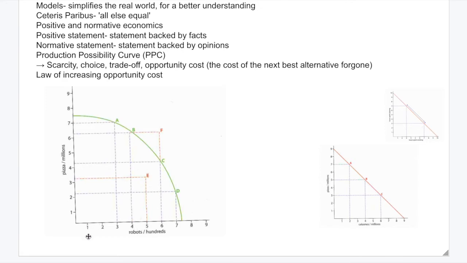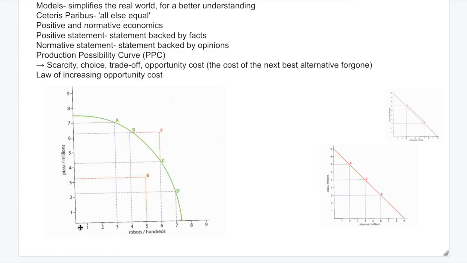That's why, compared to going from 100 to 200 robots, going from 400 to 500 robots shows a bigger decrease in the amount of pizzas created, because we need more workers who are not specialized in robot creation to come to robot production. You lose a lot of workers who could have created pizzas, and that's why we see a huge decrease in the production of pizzas. And that's why it's called the law of increasing opportunity cost.